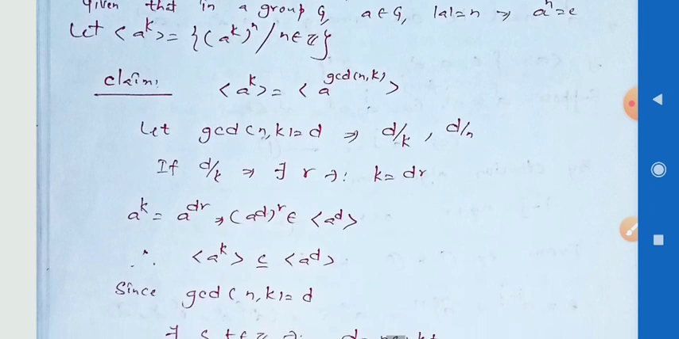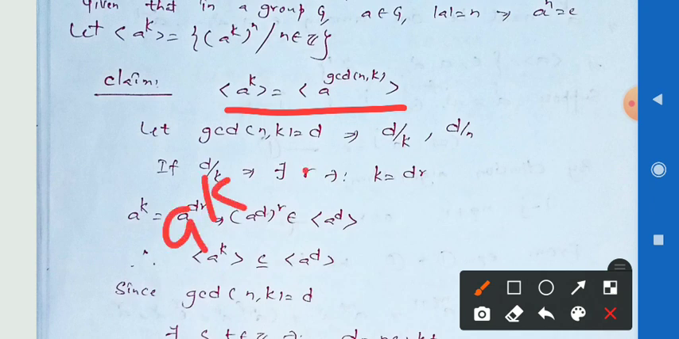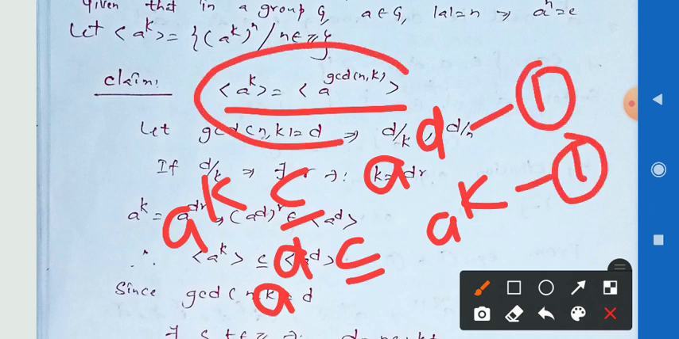Once again, I am repeating this theorem. I have to show that these two are equal: the generator a power k is equal to the generator a power gcd of n comma k. For this, I take a power k as a subset of or equal to a power d. Similarly, a power d is a subset of or equal to a power k. By these two conditions, the two are equal. Therefore the generator a power k is equal to the generator a power gcd of n comma k.